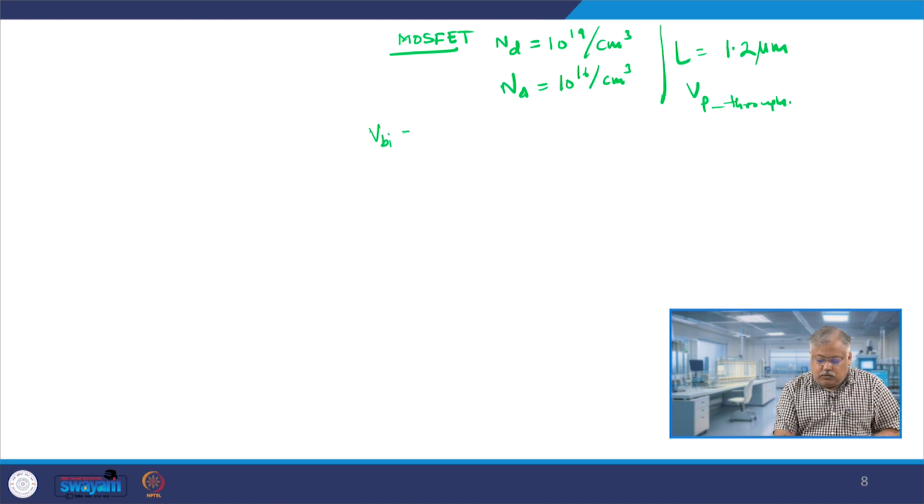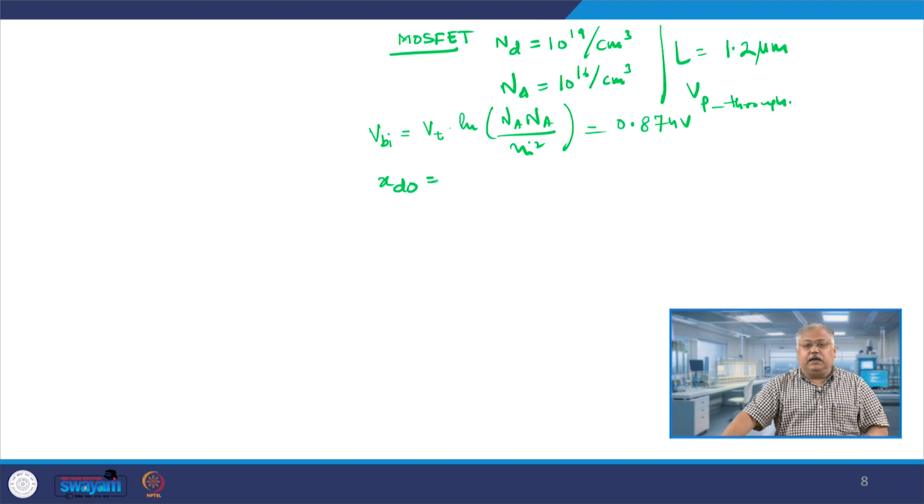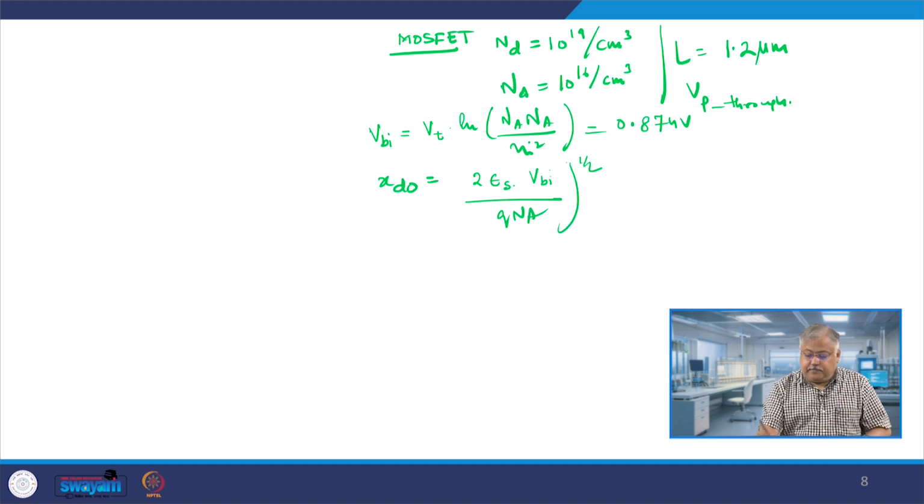So, what we do in this case is we try to find out the V built in value, and that comes out to be Vt ln of Na Nd divided by Ni square. This comes out to be 0.874 volts. Then you find out xd0. xd0 is basically the source drain depletion width at 0 bias, and is given by 2 epsilon s V built in, because Vds will be 0, divided by Q Na, all to the power half. This is 0.336 micrometer.